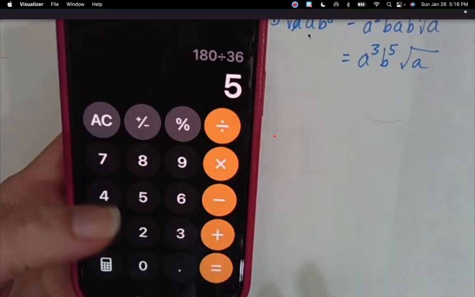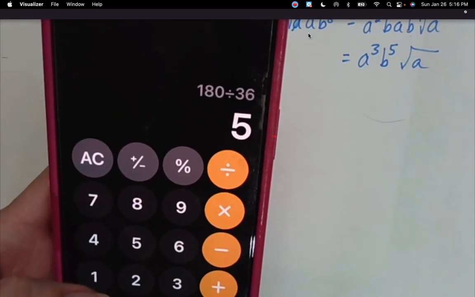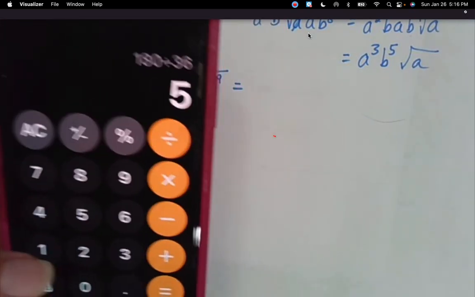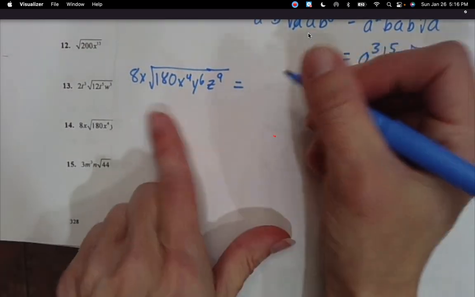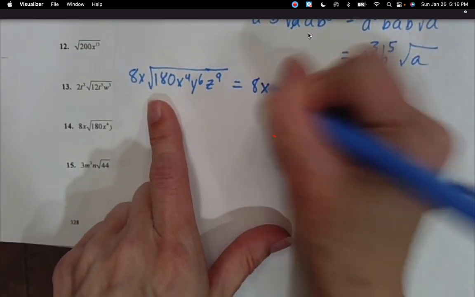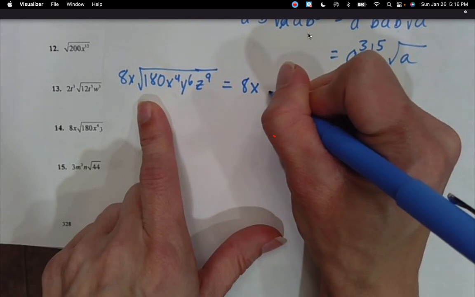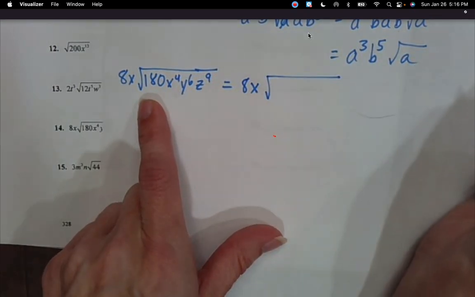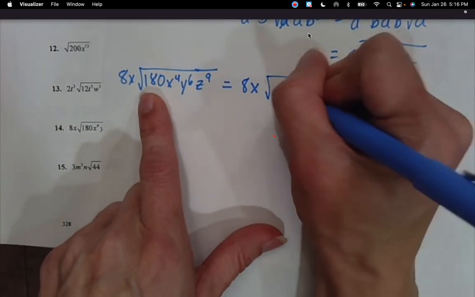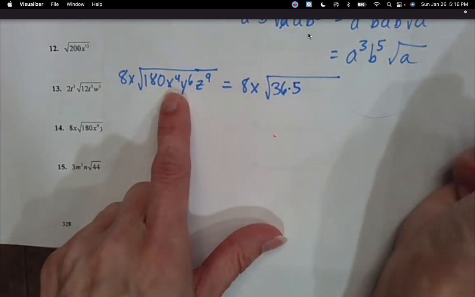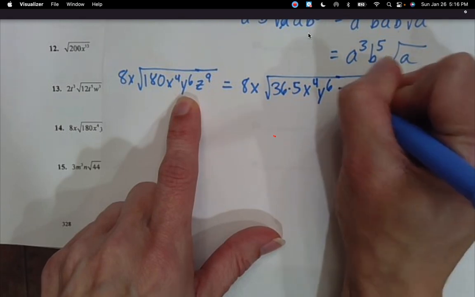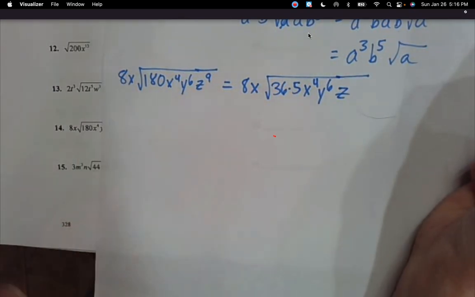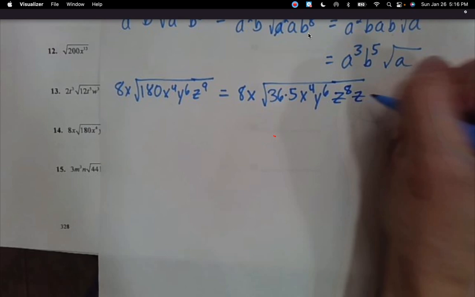I think it's 36. I just tried it. 180 divided by 36 is 5. And again, I would just go through that little chart that you have written down. Start at the bigger numbers. So let's bring down 8x. Do our square root. And instead of writing 180, write 36 times 5. I can leave x to the 4th. I can leave y to the 6th. But my z, instead of writing 9, I'm going to write 8 and another one.